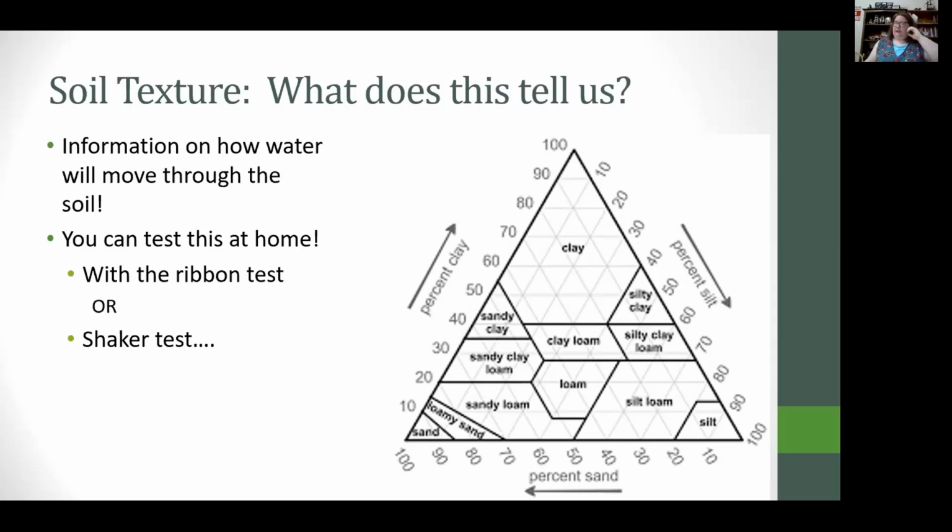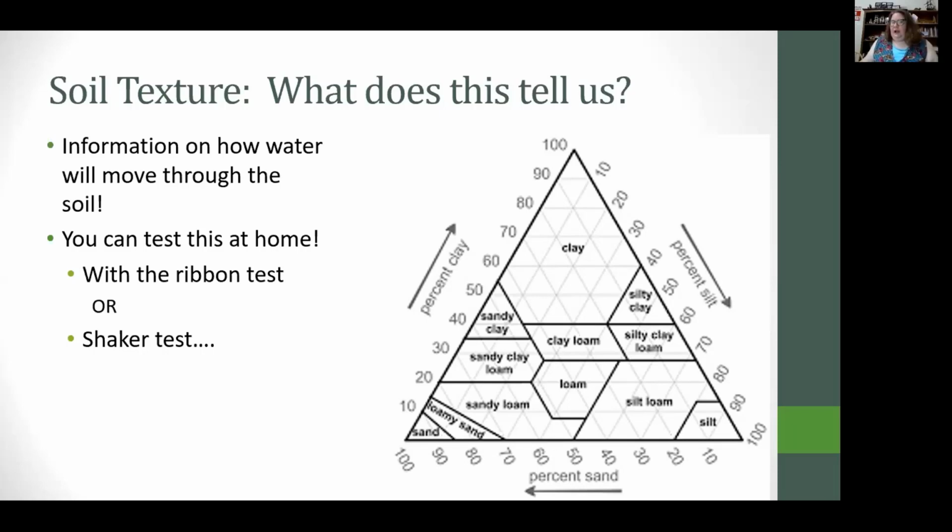So the clay takes a while. In fact, when we do this in a soils lab, we put these in little conical tubes and spin them really, really fast in a centrifuge to get the clay to come down. Then we can get a really careful measurement on exactly how much of each one that we have. But in the shaker jar, you get a pretty good estimate.